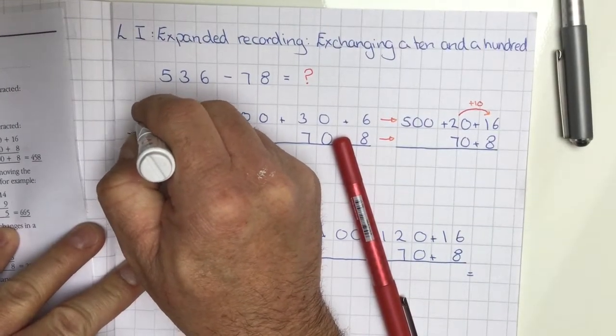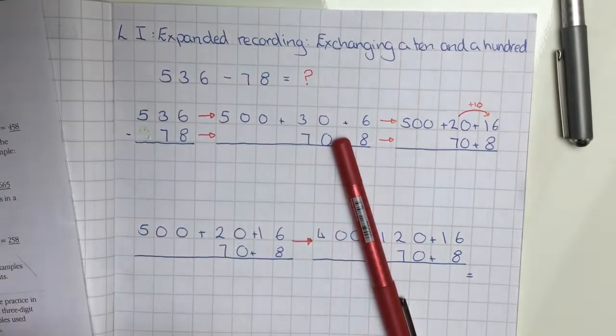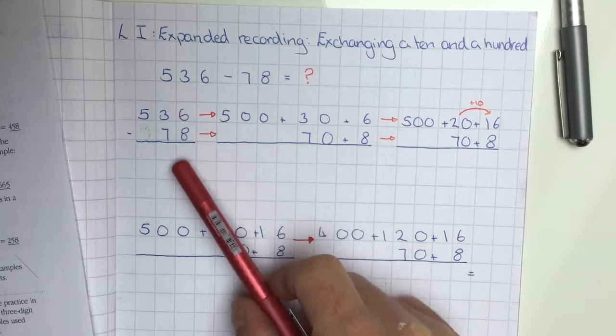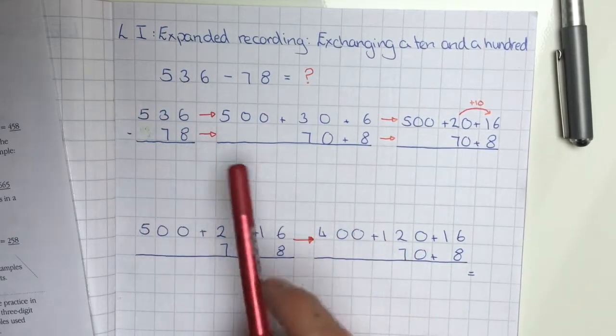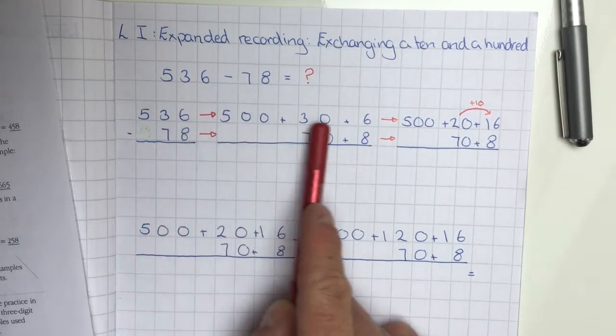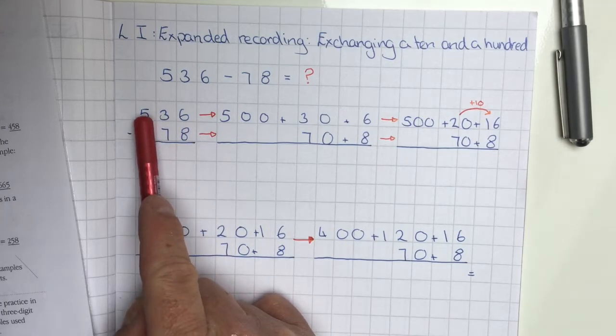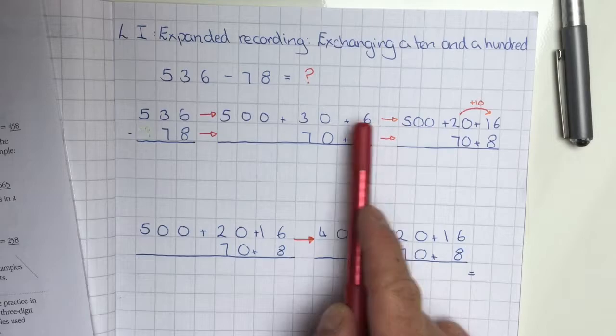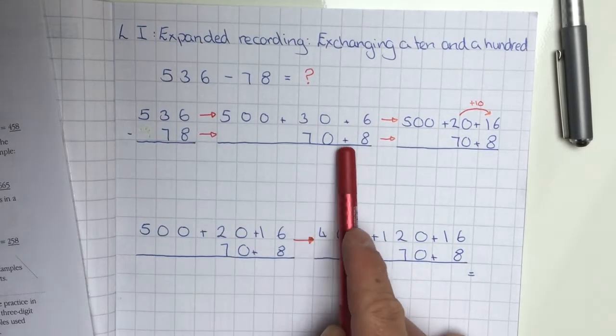Here I have written down that calculation again, and it says 536 take away 78. So I've just done the same sum except organised in the standard written method. Then we are going to expand each of the numbers out. Let's do this. 536 is 500 plus 30 plus 6. 78 is 70 plus 8.